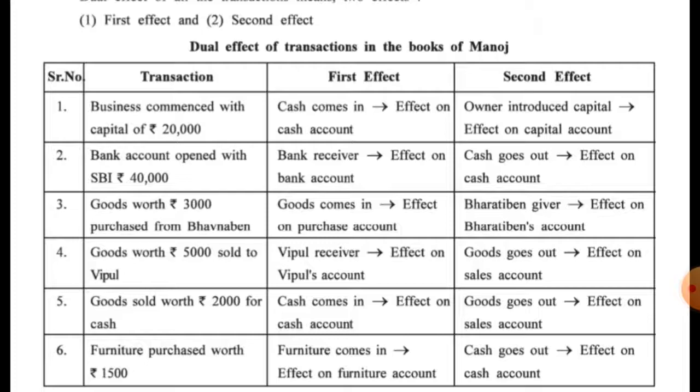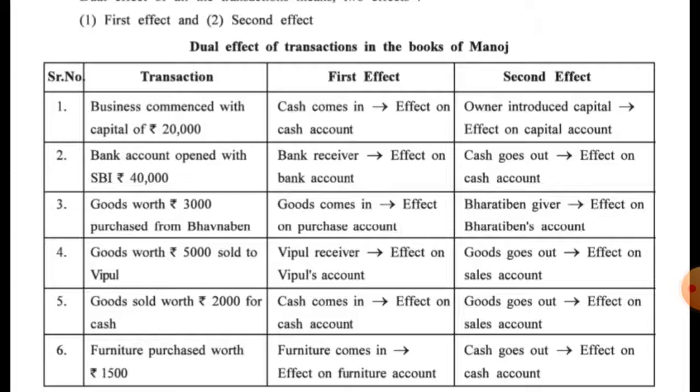So each and every transaction will have two effects. Over here the name of the party, the person from whom the goods have been purchased, has been specified to you. So it is a credit transaction, and no effect would be there in the cash account. You have to identify accordingly which two effects are to be given, whether it's a cash transaction or a credit transaction.